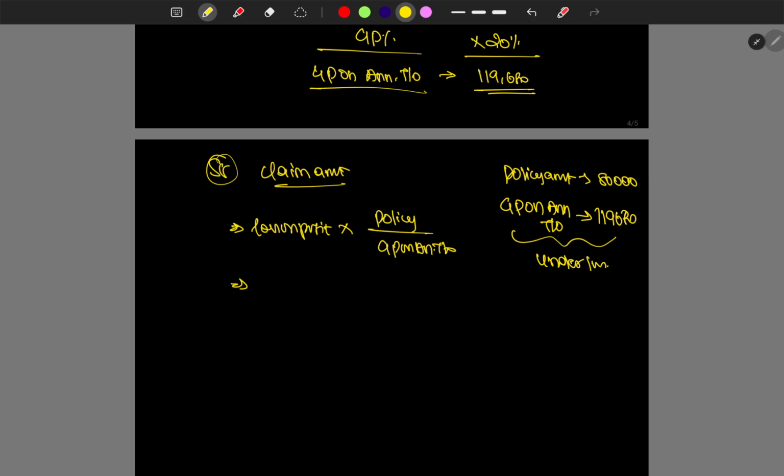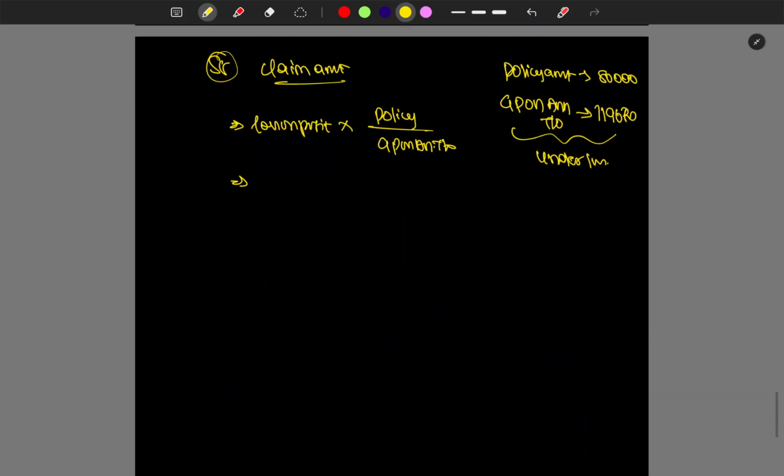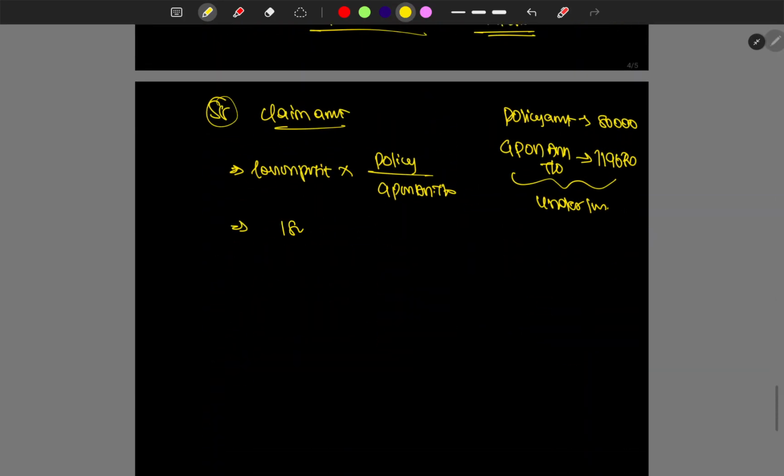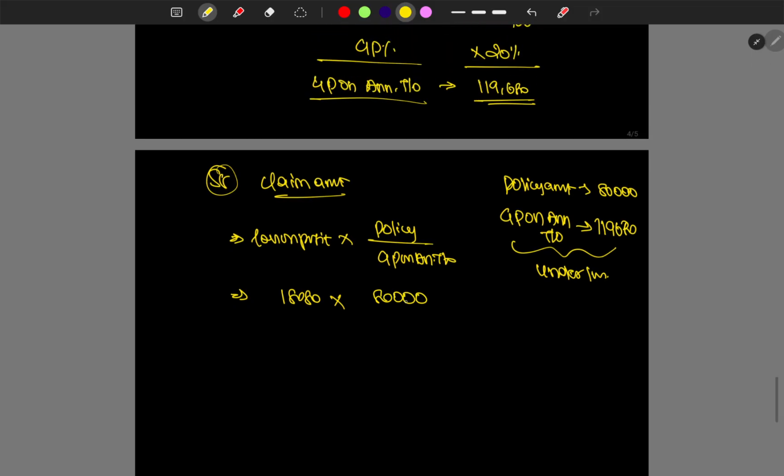So loss on profit is what? Which is 18,080, right? Okay, 18,080 into policy amount, which is 80,000, divisible by GP on annual turnover, which is 1,19,680. So 18,080 into 80,000 divisible by 1,19,680, which is rupees 12,086.